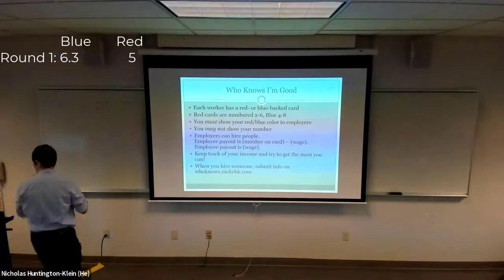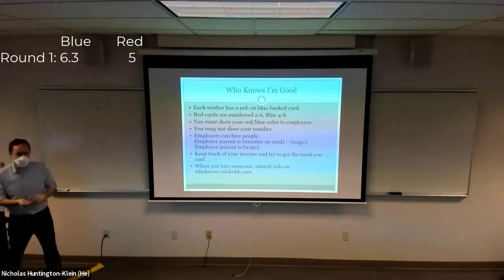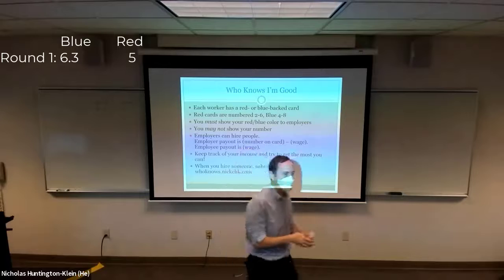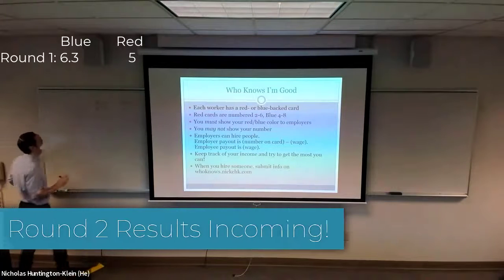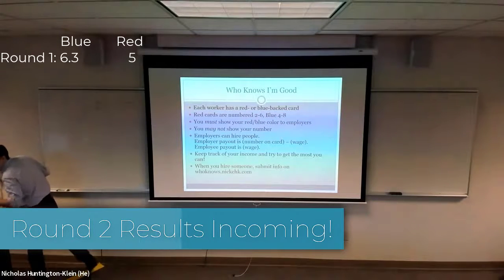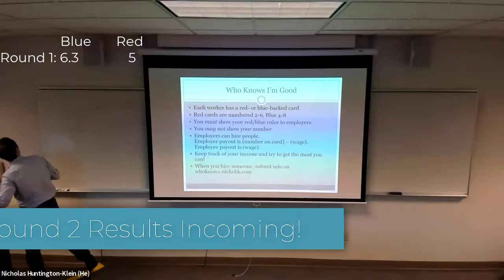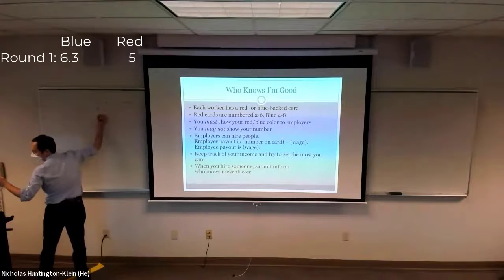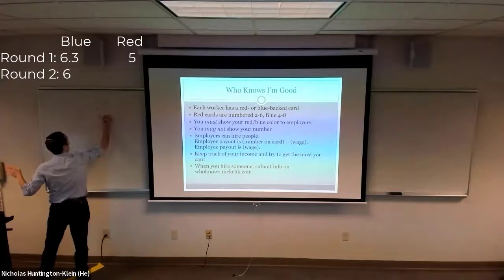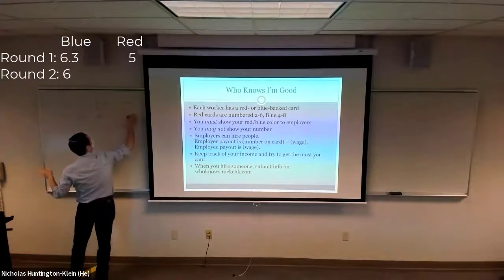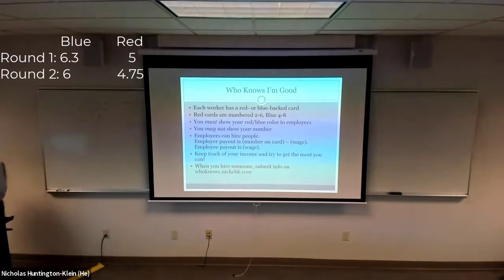Let's do this one more time. Same rules as before, just see what happens for round 2. Let's switch it up a little bit. All right, so it looks like we have an average of about 6 for blue and an average of about 4.75 for red.